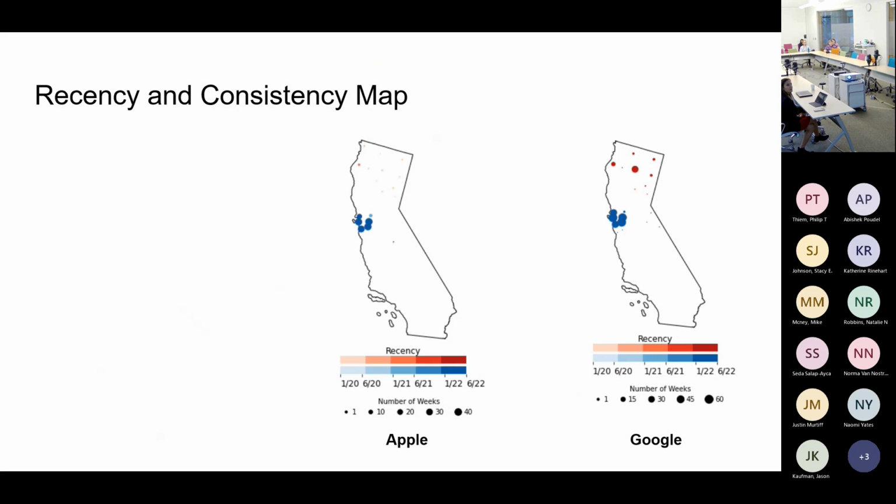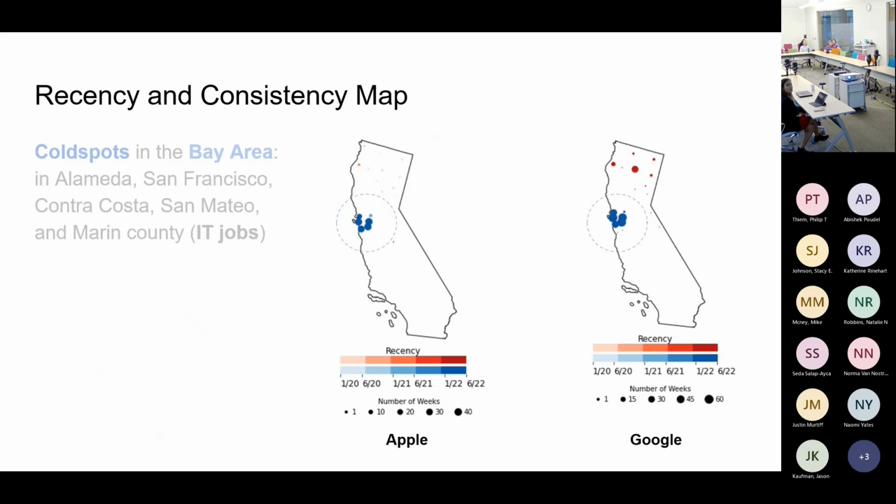Let's go back to our data, California in 2020 throughout 2022. This is the recency and consistency map. When we look at these two maps, the first thing that we notice is that both data sources were able to capture the cold spots in the Bay Area.